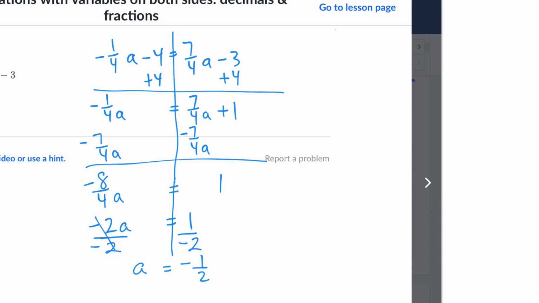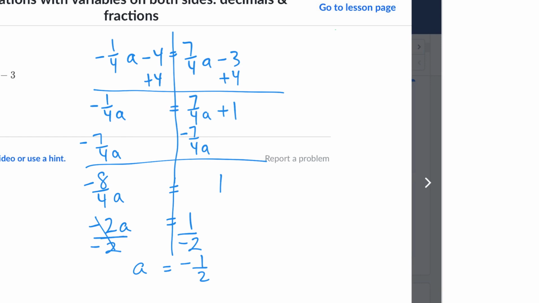It went behind. So I have negative 1/4 times negative 1/2 minus 4 should be equal to 7/4 times negative 1/2 minus 3. I shrunk it up a little bit. Okay, so I'll do this in red.